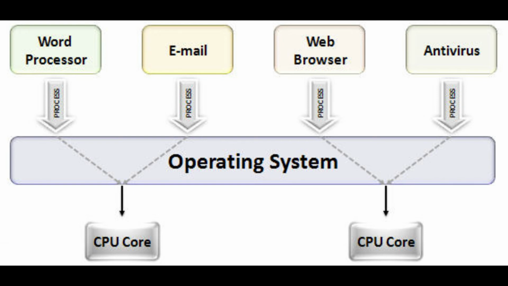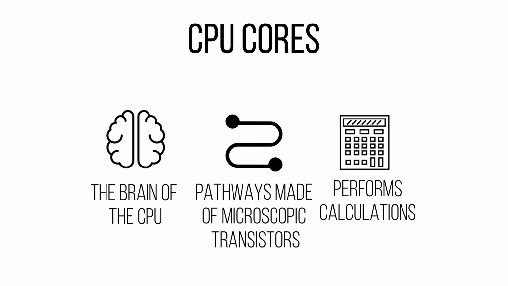To run and launch the apps you use, a CPU is going to need more than one core, or brain, because we usually multitask between apps on our phones and computers. CPU cores are the pathways made up of 1 billion microscopic transistors within a processor that help make it work, receiving instructions and performing calculations or operations to satisfy those instructions.